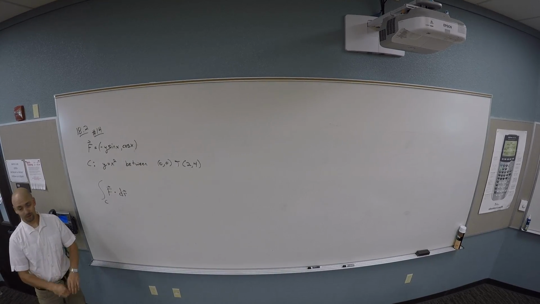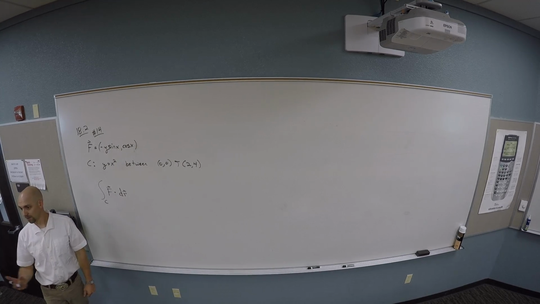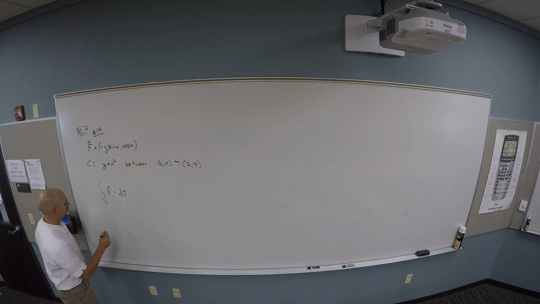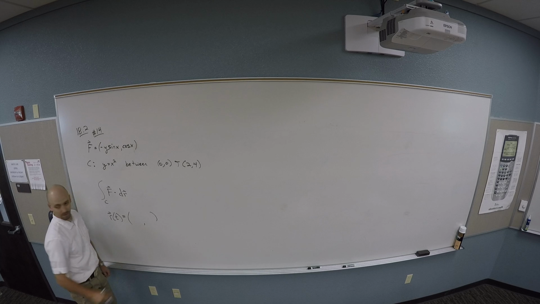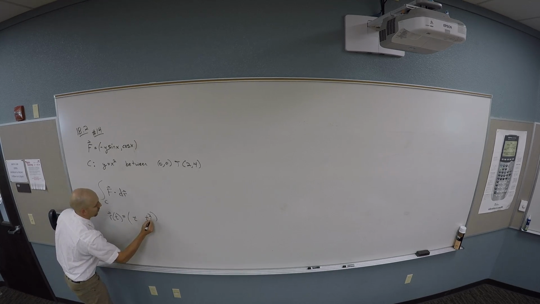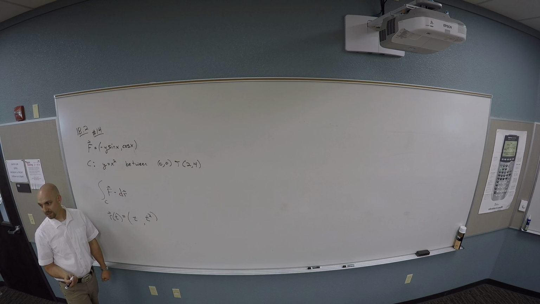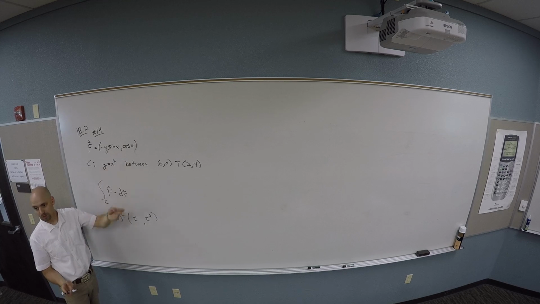First things first, what do we need? We're going to need a parameterization. r of t is going to be t, t squared, because if x is t, then the y component is whatever the x component is squared, so t squared.